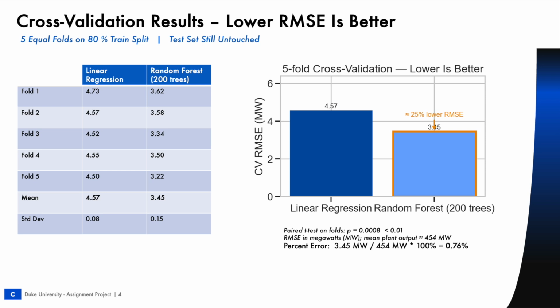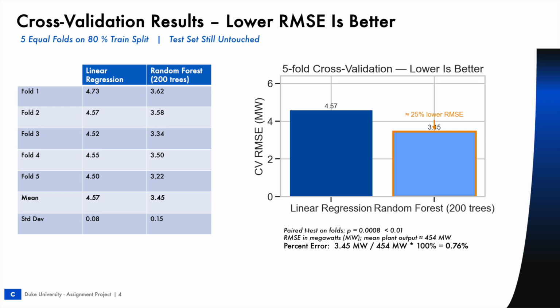One straight plane can only tilt. It can't follow the slight plateau we saw above 30 degrees or the way vacuum and temperature interact. 200 small decision trees can each carve their own region, and averaging them keeps noise down. Note the tiny plus-minus 0.04 spread. Verdict: random forest is our champion.